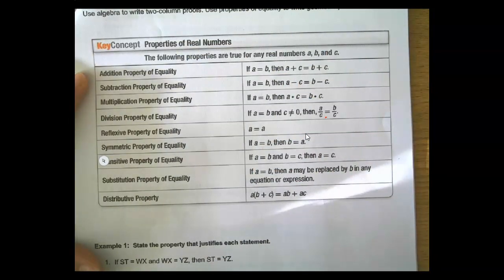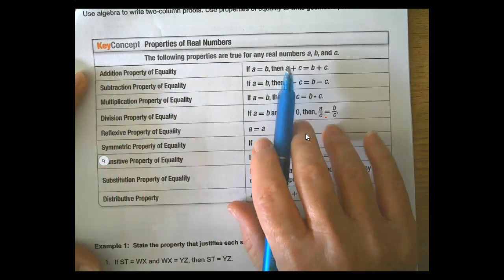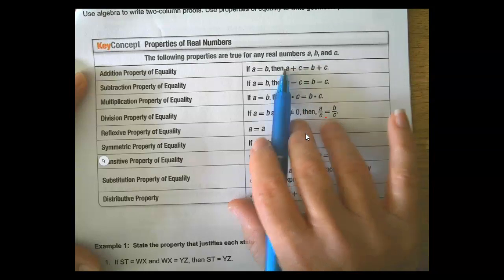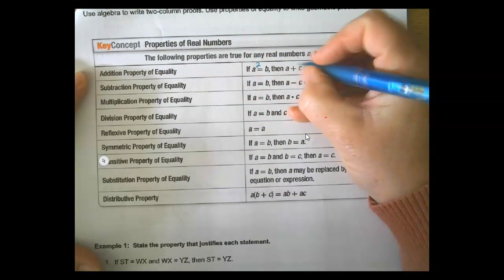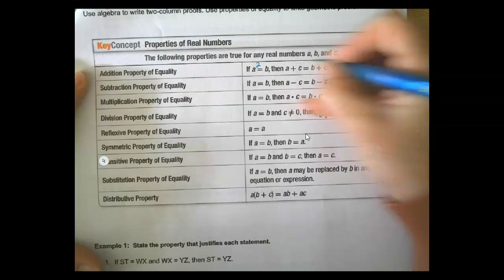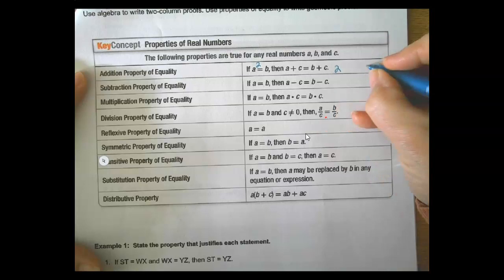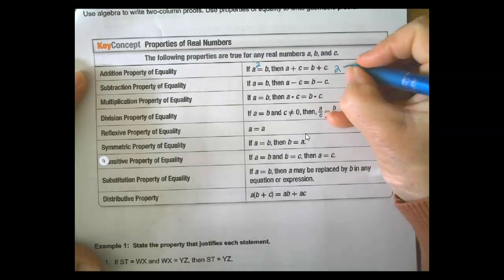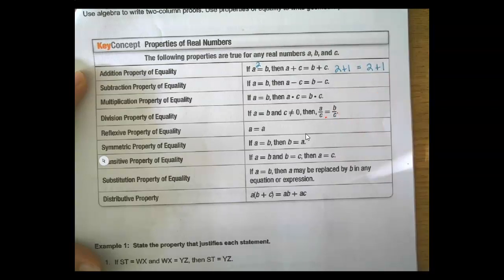So here we go. The addition property of equality means that if you add the same thing to both sides, if A and B were equal to each other and you add a C item, then they would still be equal to each other. For example, if A and B were both 2 because they're equal to each other and you add 1 to both sides, they're still both equal. So this is when you're doing inverse operations and you're adding to both sides.